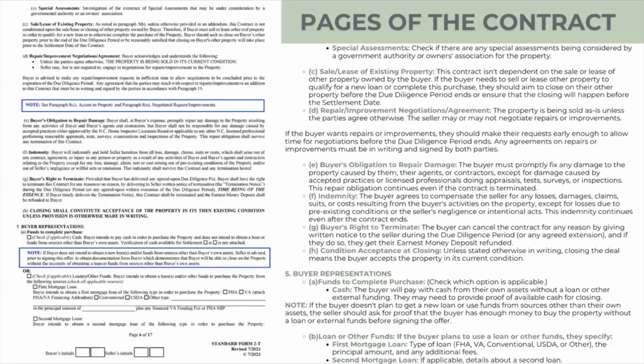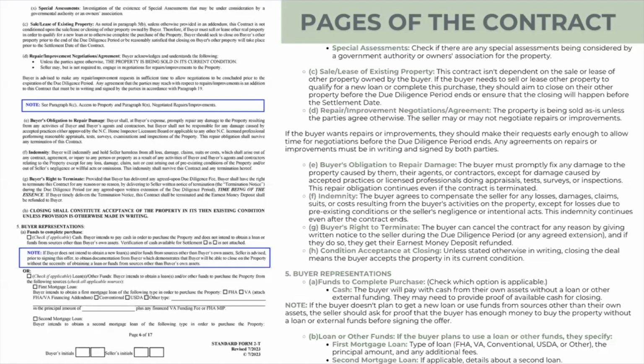E, the buyer's obligation to repair damage. The buyer must promptly fix any damage to the property caused by them, their agents, or contractors, except for damage caused by accepted practices or licensed professionals doing appraisals, tests, surveys, or inspections. This repair obligation continues even if the contract is terminated.